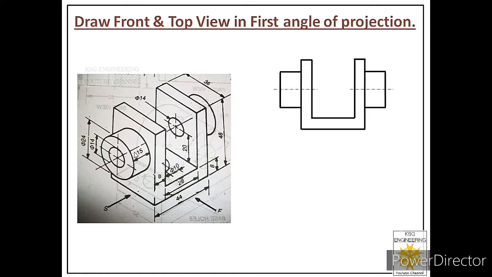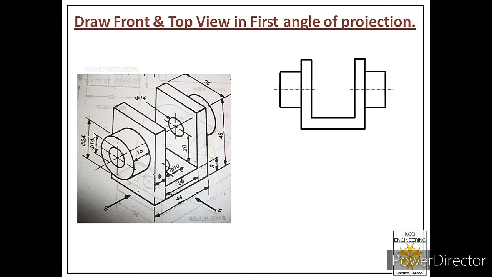Now it's time to represent these hidden holes. There are three hidden holes. Two holes are in these two cylinders. So let us start with this particular hole first. Now you can see the diameter of this hole is 14 millimeters and its depth is not mentioned to us.